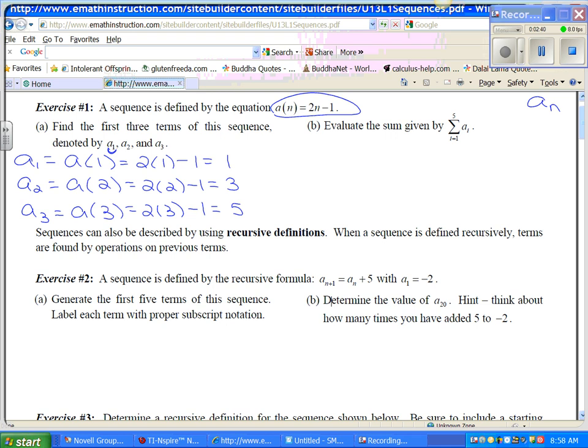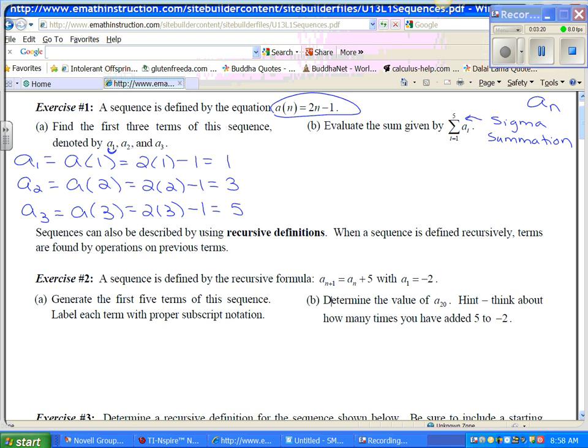How'd we do? Okay. So we're going to evaluate the sum. What's sum mean? Add, addition, right? By the summation from 1 to 5 of a sub i. Okay. Has anybody ever seen that symbol before? You've seen it, but you don't know what it is, right? Okay, so what this symbol is, you can call it sigma or summation. Summation, what's the first part of that word? Sum. So you're probably going to do what? Add.